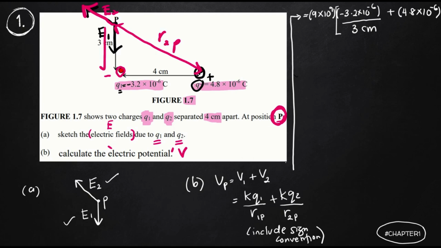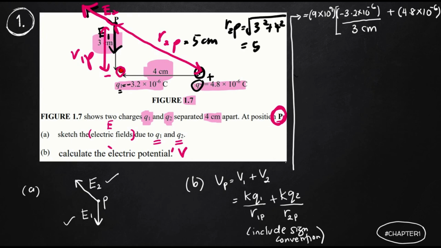Here is R1P. We don't have the information for R2P, but we know here is the Pythagoras theorem: 3, 4, and here supposed to be 5 cm. Or mathematically you can prove it using the Pythagoras theorem. So R2P is the square root of 3 squared plus 4 squared. Then you're supposed to have 5 cm.